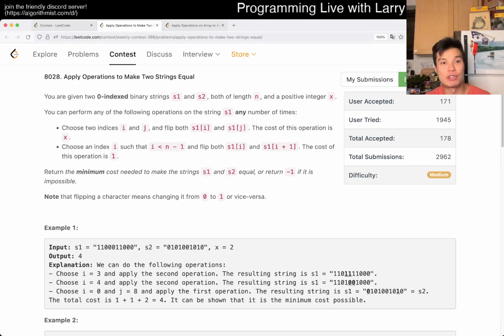This is me going with Q3 of the weekly contest 366. Apply operations to make two strings equal.